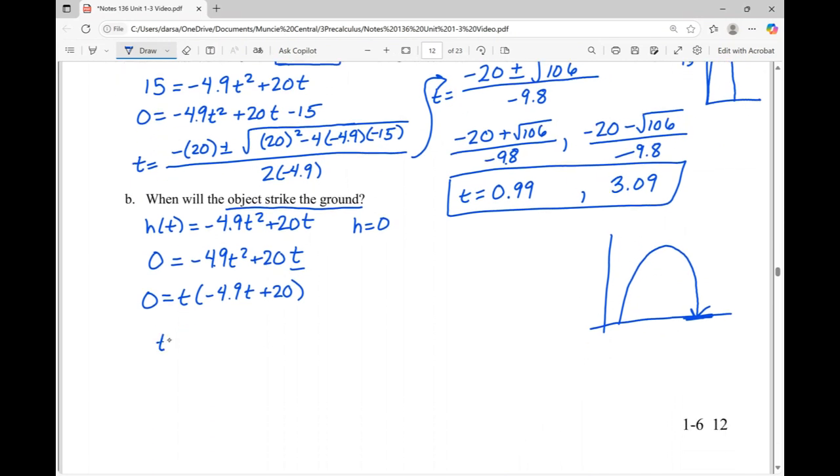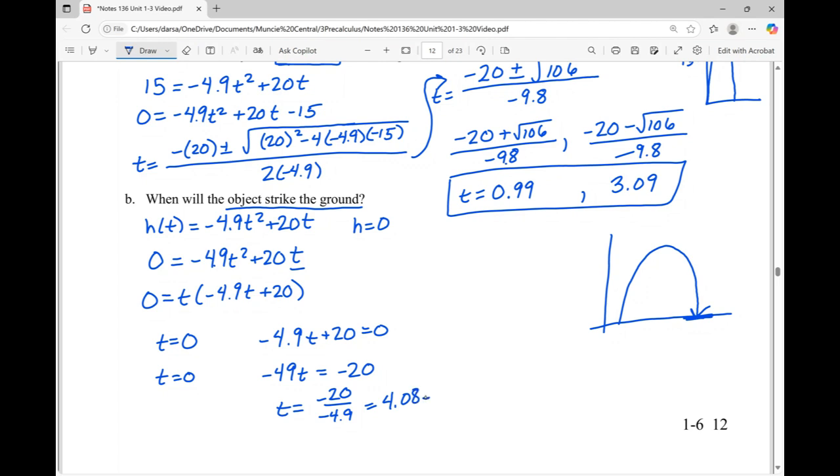In this case, anything with a variable, remember that's always a factor. So we have two factors, negative 4.9 t plus 20 and t equals 0. So we get t is equal to 0 as one of our answers. And for negative 4.9 t plus 20 equals 0, we subtract 20 from both sides and divide by negative 4.9, and we get 4.08.